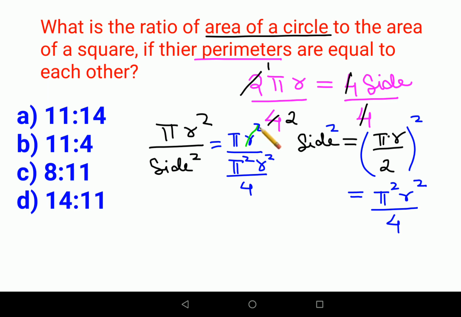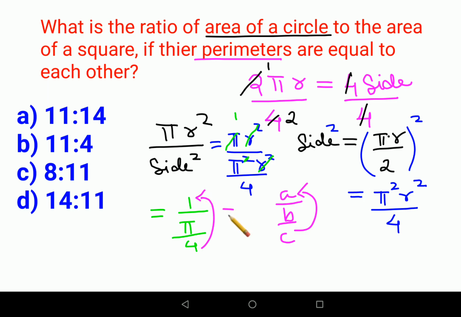Now if you look closely, r square is cancelling and one pi is getting cancelled, and only one pi is left. So you are now left with 1 upon pi upon 4. Now please understand, when you have something like a upon b upon c, then in that case the c gets multiplied to your numerator. So using the same logic, 4 will get multiplied to 1. So here your answer comes out to be 4 upon pi.